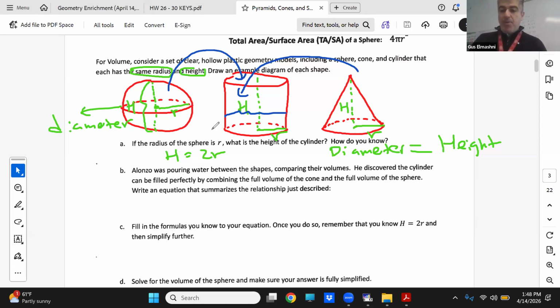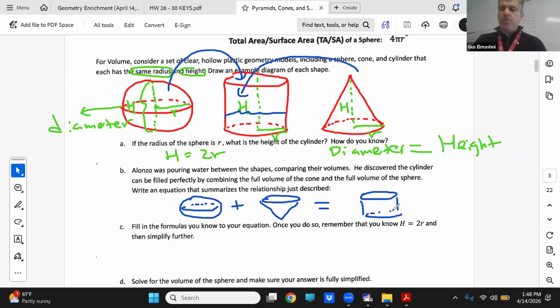So we don't have this demonstration, unfortunately, but he discovered that the cylinder can be filled perfectly by combining the full volume of the cone and the full volume of the sphere. So the sphere, if the sphere is all filled up, plus the cone, if the cone is all filled up, it's going to equal the cylinder.